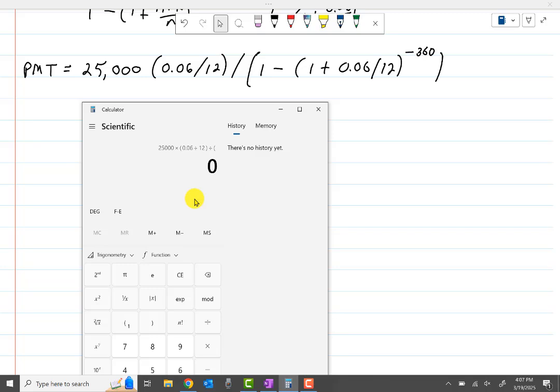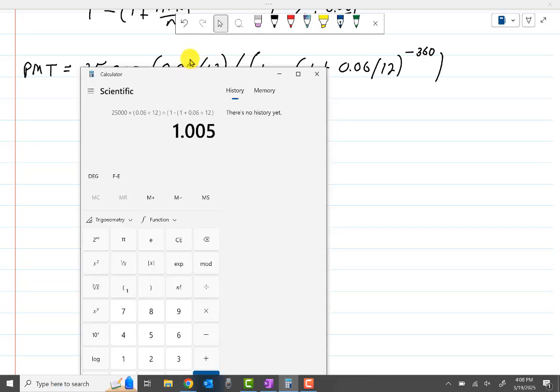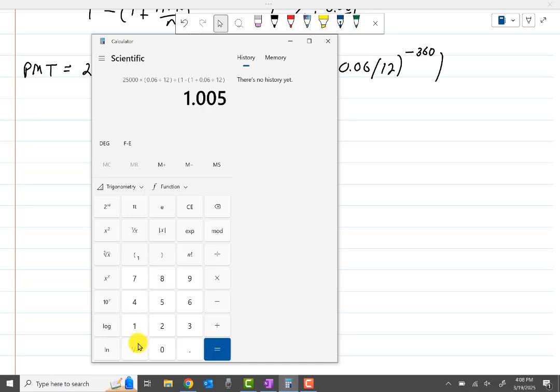So I'll start a parenthesis, then I'll go 1 minus, I'll start a parenthesis again, 1 plus 0.06 divided by 12, finish that parenthesis. Now this is the hard part. I need to take this little piece to the negative 360th power. So let me pull this thing up here and see what buttons I have available to me for this. Because a negative is not the same as a minus sign. See, down here is the negative. So if I hit my X to the Y button, it's got me up there. I think I can hit my negative right now.